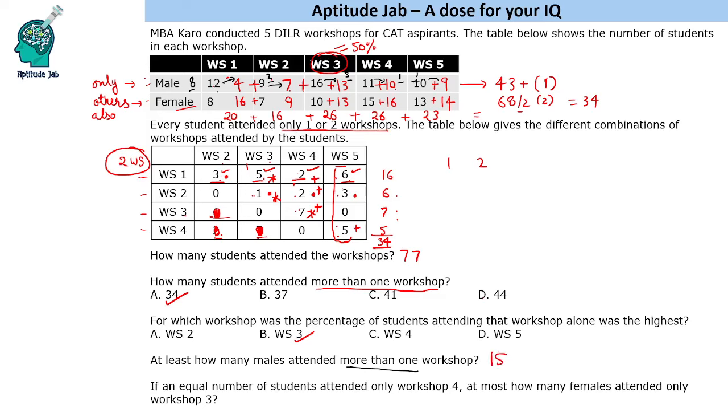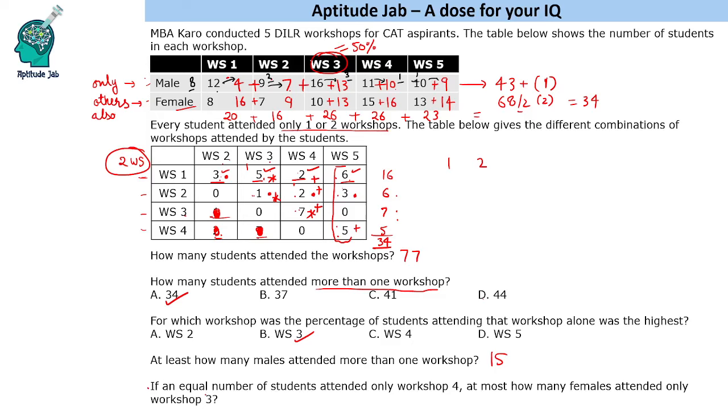So what we do is we assign all the males to only one workshop. Whatever remains will be the minimum for more than one workshop. So we are getting a total of 15 such males. Okay, next question. It is independent of the previous question.